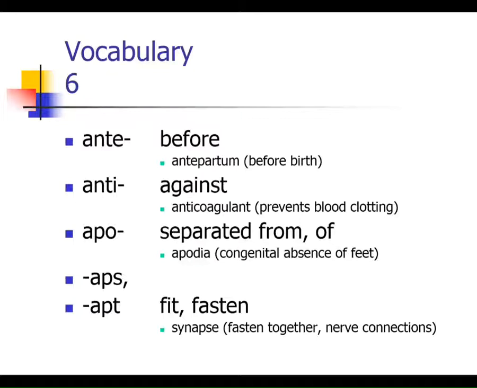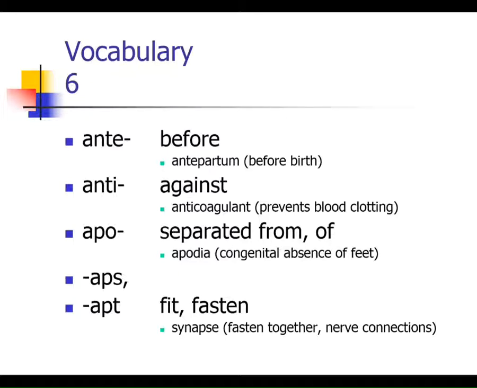Okay, let's take a look. Vocabulary number 6 through 10 today. Ante. Before. Antepartum, before birth. Antebrachial, kind of before the brachium. It doesn't always make sense in that way, but remember the antebrachium is what? The forearm, right? And the antecubital region is the area on the inside of your elbow.